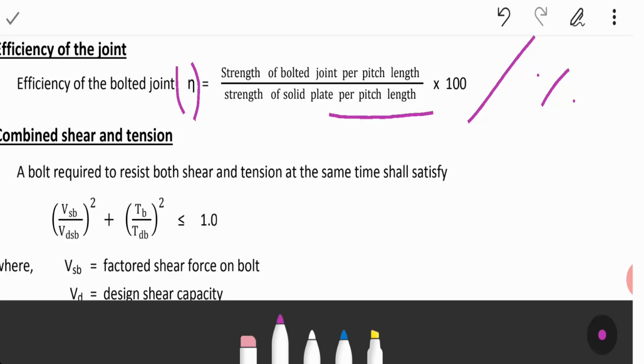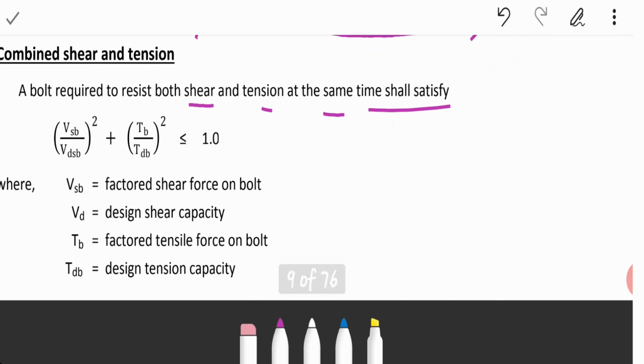Now, combined shear and tension. A bolt required to resist both shear and tension at the same time shall satisfy (Vsb divided by Vdsb) whole square plus (Tb by Tdb) whole square less than or equal to 1, where Vsb is the factored shear force on bolt and Vdsb is the design shear capacity, Tb is the factored tensile force on bolt, and Tdb is the design tension capacity.